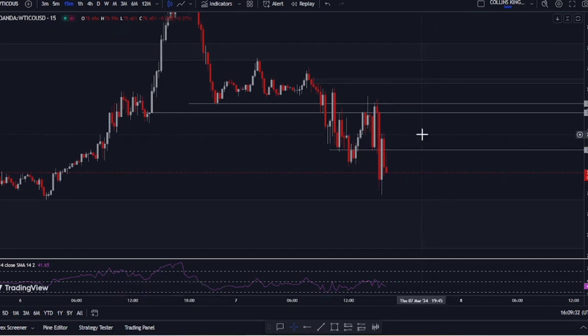That was basically how I was able to analyze this market and potentially capitalize on this trade.